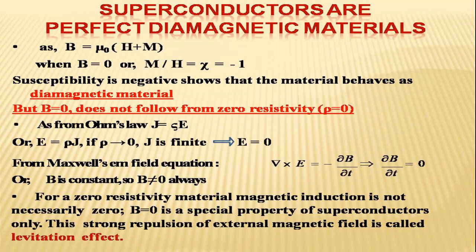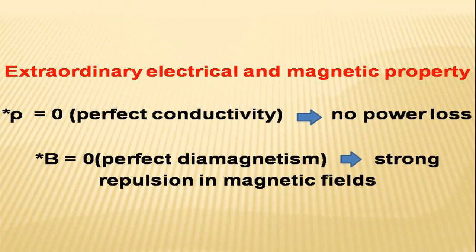So there is a difference. Here B is a constant, B is not equal to 0. So with zero resistivity of the material, the magnetic induction is not necessarily 0. B = 0 is a special property of the superconductor only. This is a strong repulsion of the external magnetic field, called the levitation effect, whose image we saw in a previous slide. So this is what we conclude here.